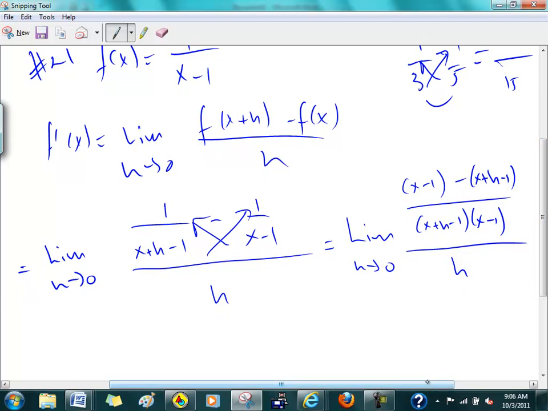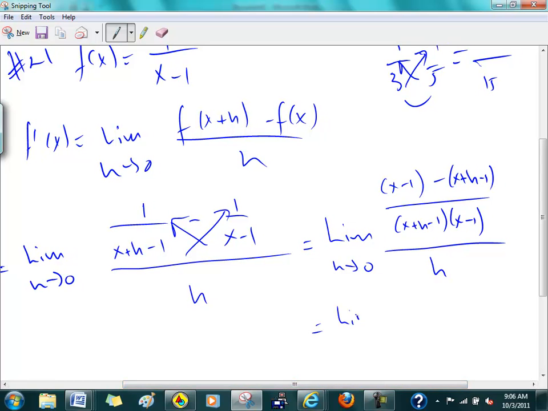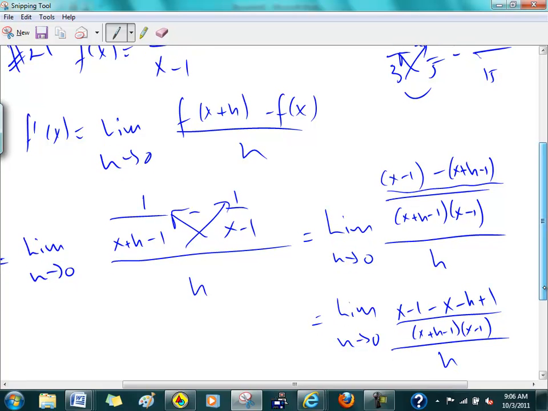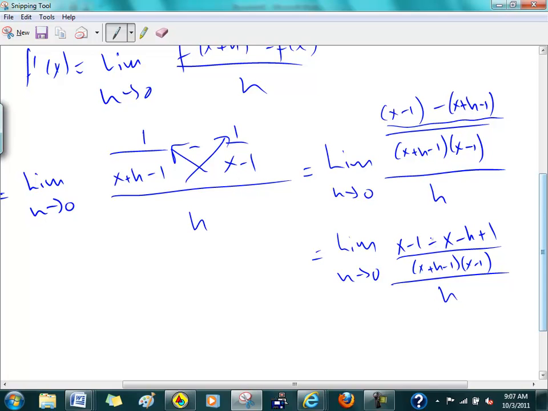Okay. And then that's equal to the limit. See how I keep writing lim? Okay. And you kind of fix this guy. Can someone help me fix that? So it becomes x minus 1 minus x minus h plus 1. So everybody with me on this? Yes? Yeah. Over h. So now this and this cancel. This and this cancel. So that leaves you with the limit as h goes to 0 of minus h.